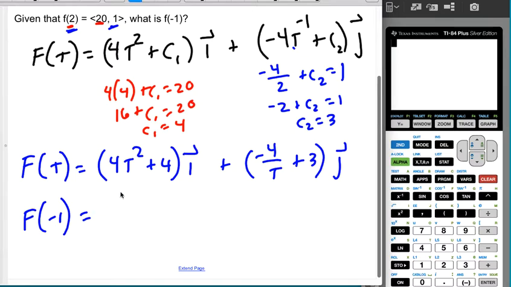So if I plug a negative 1 in, this is going to be a 4 plus 4, so that'll be an 8i. Plus, if I plug a negative 1 in here, that's going to be a positive 4 plus 3, so that's a 7j, and that's the answer they want.